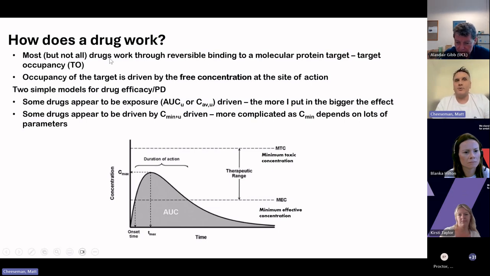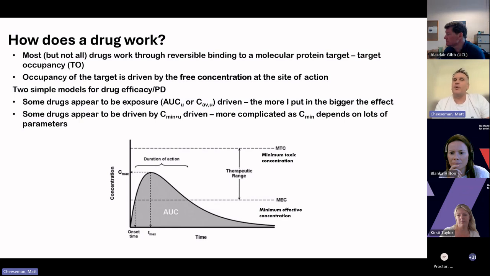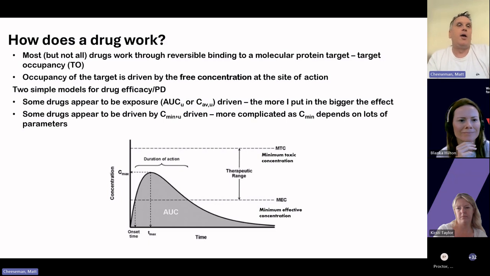So most, but not all drugs work through reversible binding to a molecular protein target, and we call this target occupancy. And the greater the target occupancy, the greater the effect of your drug, is the simple way of looking at it. So that occupancy is driven by the free concentration at the site of action, not the free concentration everywhere else, but you're hoping you understand that the free concentration everywhere else is something you can follow.